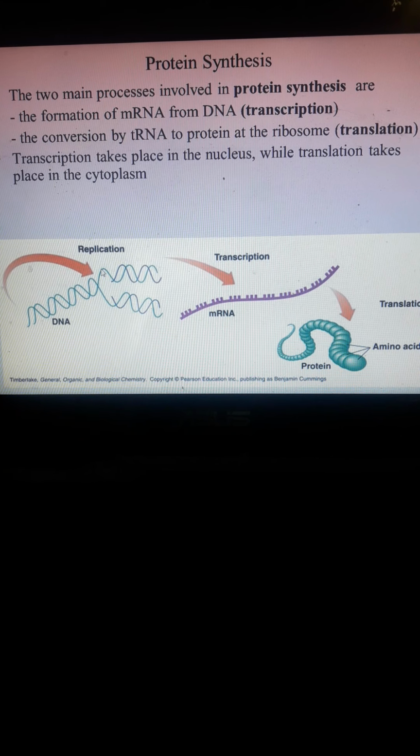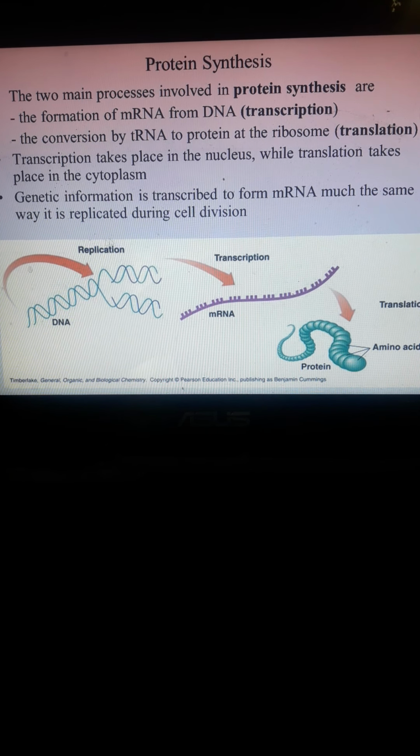So the DNA undergoes unwinding, and it will form two helical structures. Okay? Then after that, it enters the nucleus for the transcription process. So there is formation of mRNA from DNA. Then it is followed by translation, the conversion of mRNA to protein at the ribosomes. That happens in the cytoplasm. Okay? So genetic information is transcribed to form mRNA, much the same as what is replicated during cell division.